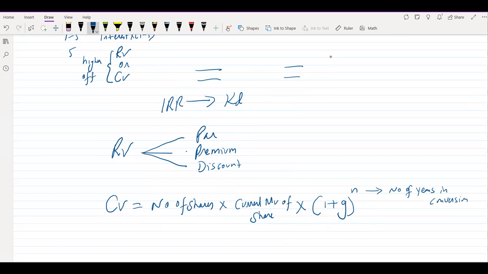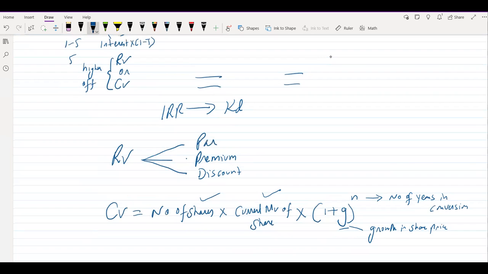Number of shares will be given. आज की market value, current market value will be given. Growth will be given. Sir, ये growth क्या है? Dividend की growth? No. It's the growth in share price. Number of years will be given. So you will multiply number of shares into current market value of share into 1 plus g raised to power n. That is the conversion value.